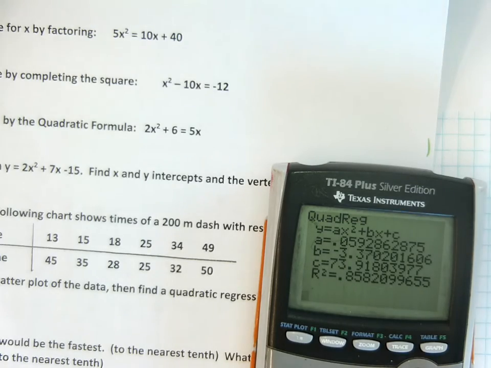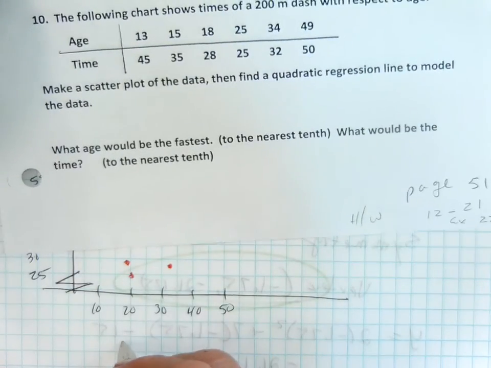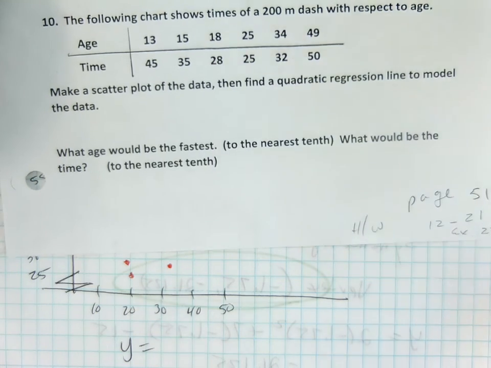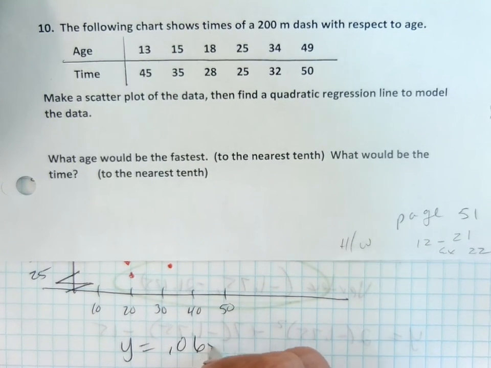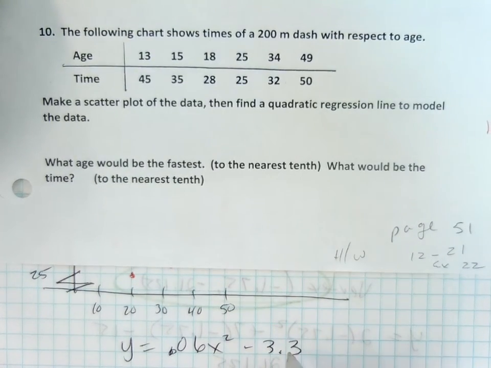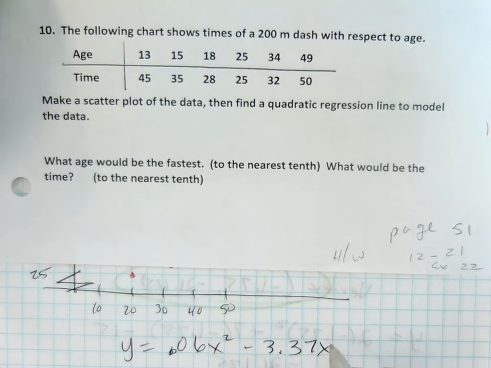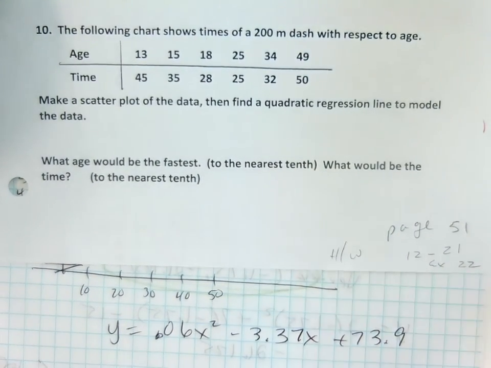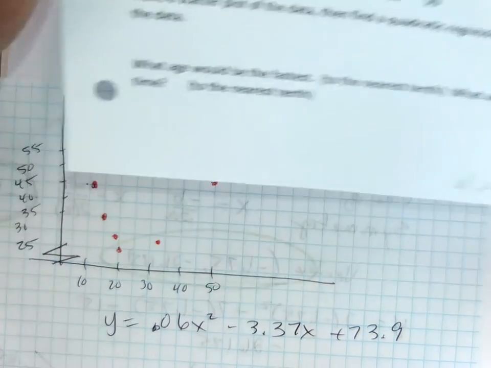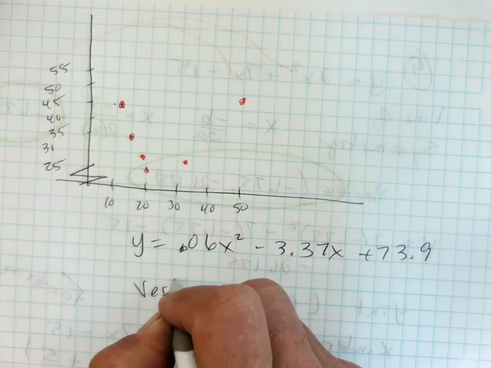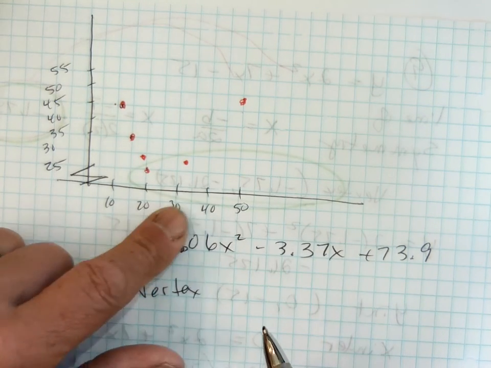There's my answer. So we're going to write this as number 10. My equation is y equals, I'll round a little, 0.06x squared minus 3.37x plus 73.9. Okay. Now, what age would be the fastest? Use our vertex. It's got to be in between 20 and 30, right?